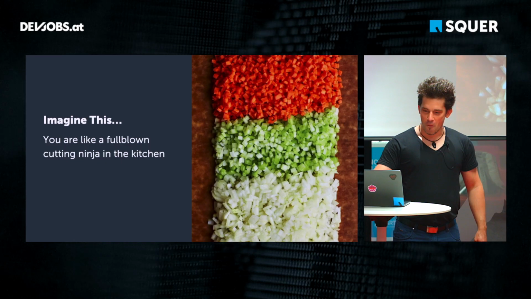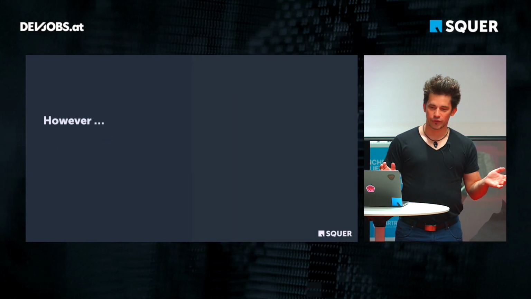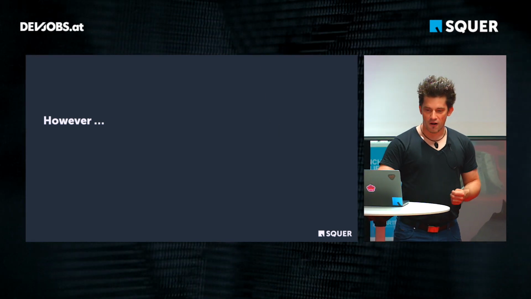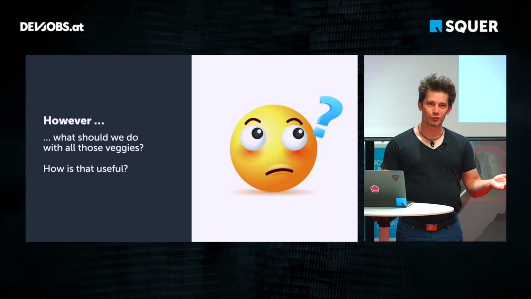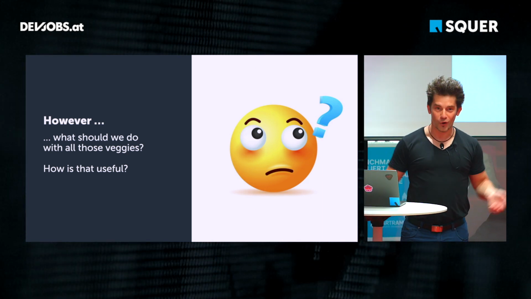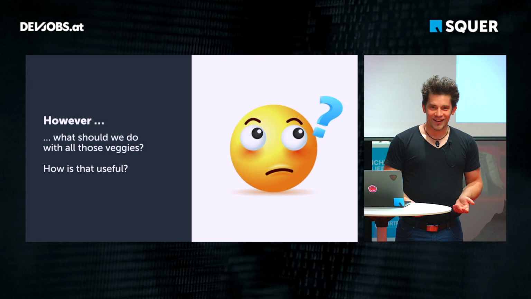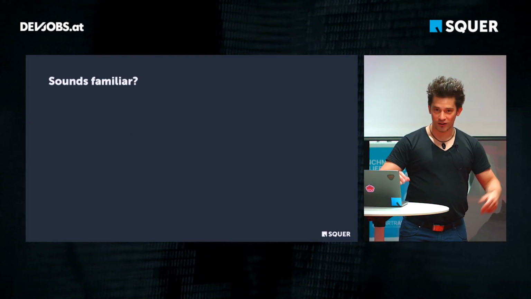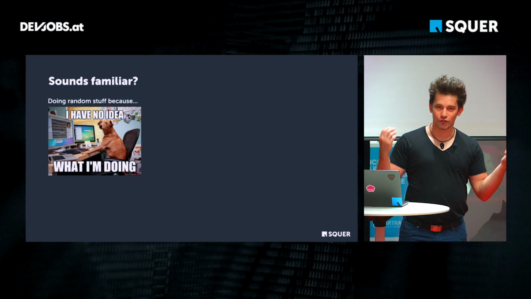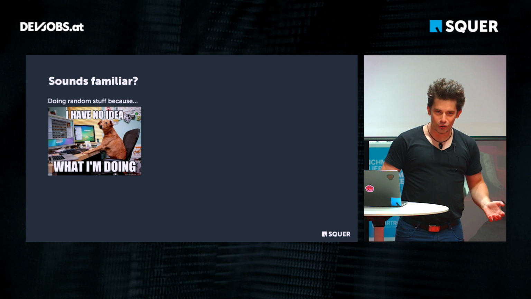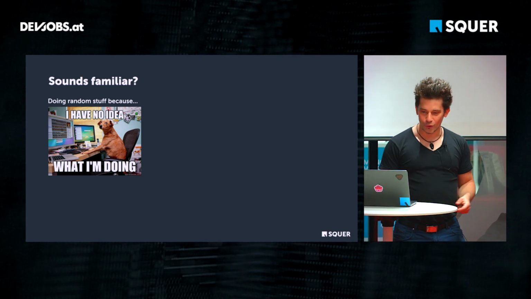But the question that you could ask yourself after your amazement is, what should we do with those veggies now? They are all finely diced, but what is it useful for? It's something that probably everyone knows from our developer work: sometimes we're just doing random stuff because we have no clue what we are doing.